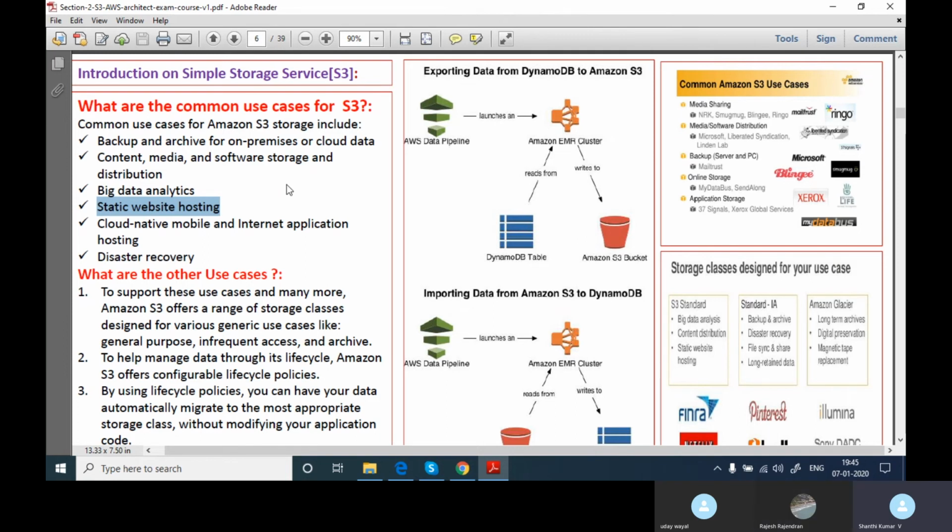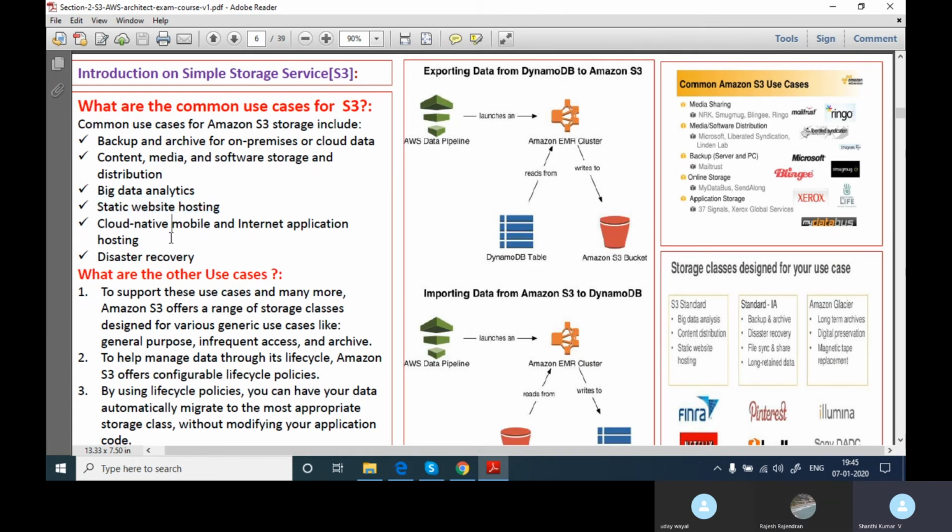Like you take a typical marriage video, it will be going hours together. That kind of files can be used in S3 to stream easily through web browser with faster streaming like Netflix or Prime Video.